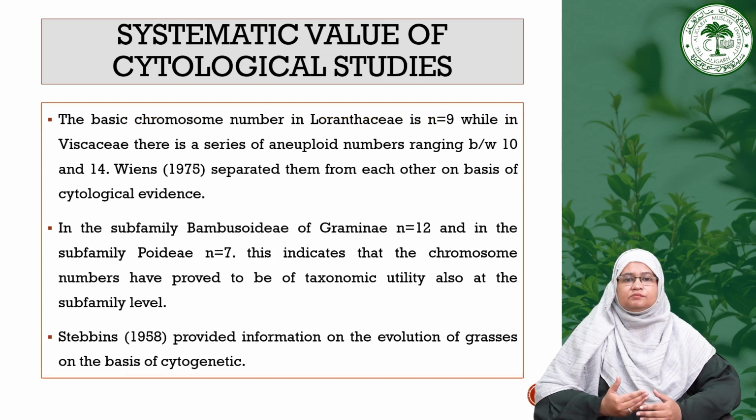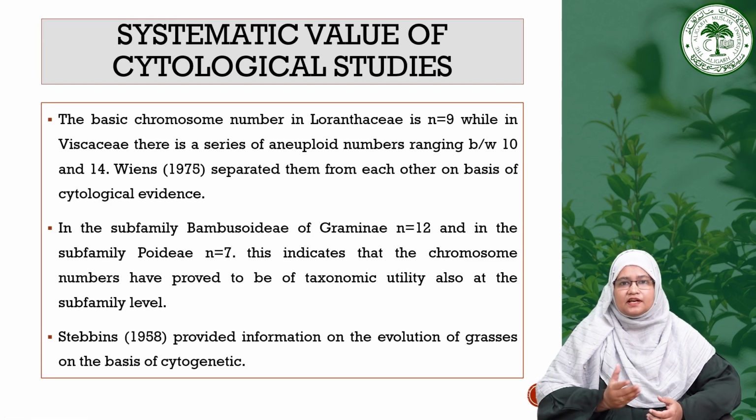Then, moving forward to some other examples of cytological studies in taxonomy, the basic chromosome number in Loranthaceae is 9, while in Viscaceae there is a series of aneuploid numbers ranging between 10 and 14. So we separated them from each other on the basis of cytological evidence, because Loranthaceae has a basic number of 9, while Viscaceae has an aneuploid series ranging from 10 to 14, as we have already seen in the examples.